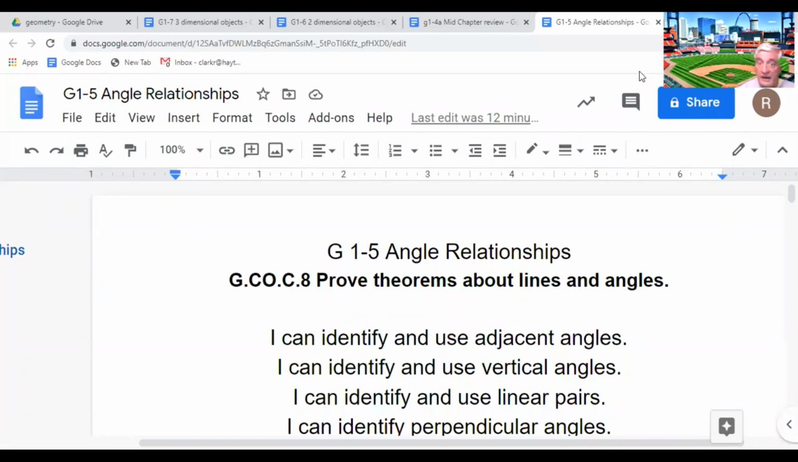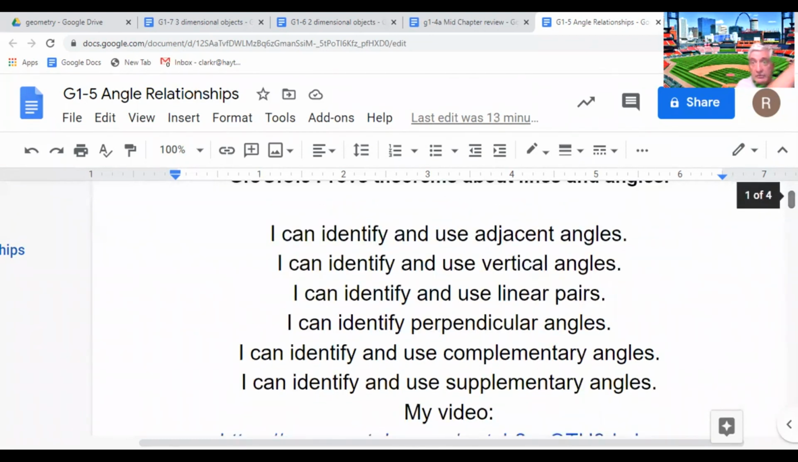This is section 5 about angle relationships. Geometry.co, congruence.c.8, prove theorems about lines and angles. We've had some theorems about lines and angles. The other day we talked about angles that were obtuse.